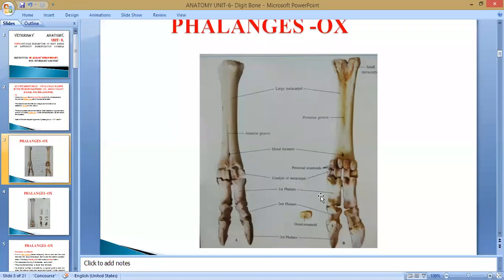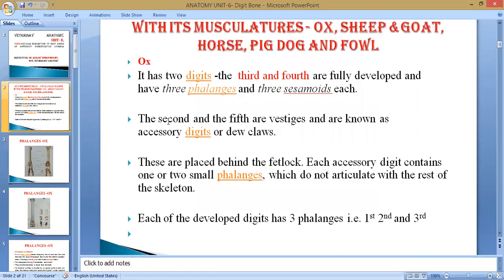So the total sesamoid bones present for one limb in the case of the ox is 6, 4 on the proximal row and 2 on the distal row. So there are 6 sesamoid bones for one limb. So the 4 limbs contain 24 sesamoid bones, because there are 2 right and left. So this is the position of the sesamoid bones, and this is the position of the phalanges, first, second, and third.